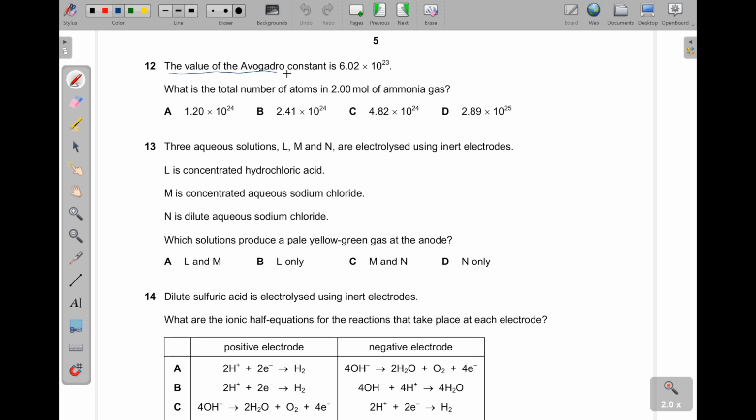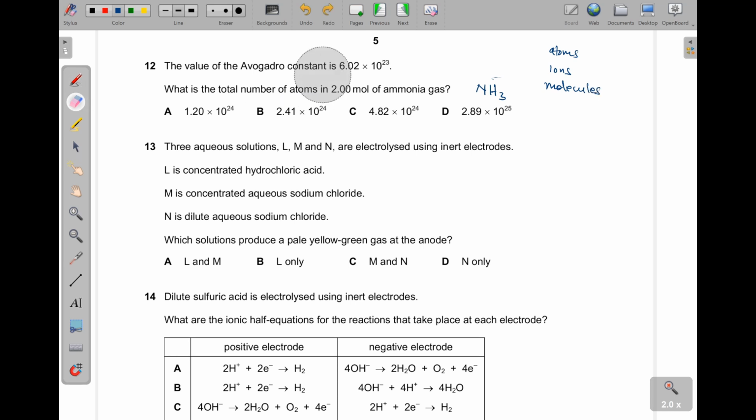Question 12. The value of Avogadro's constant is 6.02 times 10 to the power 23. What is the total number of atoms in 2.00 moles of ammonia gas? Now, ammonia, NH3, has 4 atoms: 3 hydrogens and 1 nitrogen. If they had asked about the total number of molecules, it would differ, because Avogadro's constant can represent the number of particles. The particles can be atoms, ions, or molecules, okay? So here they are talking about the total number of atoms.